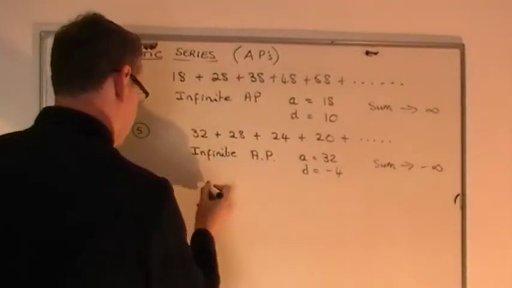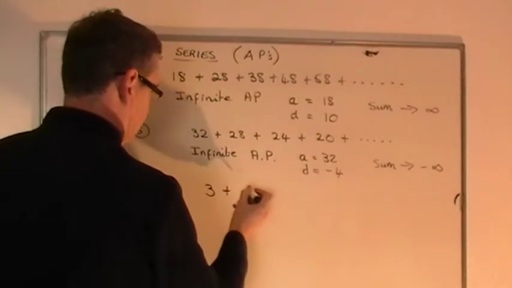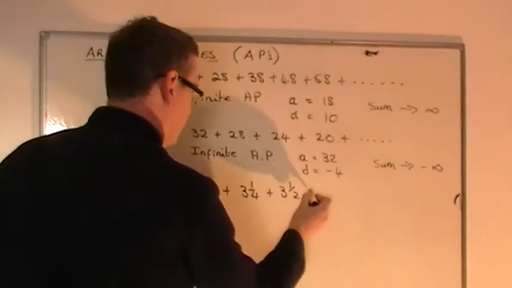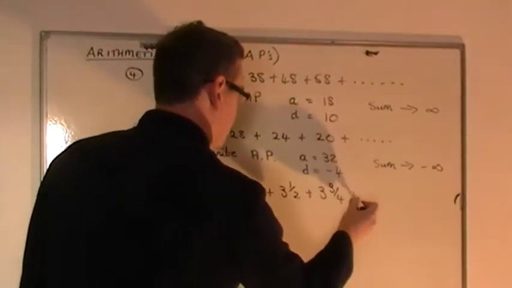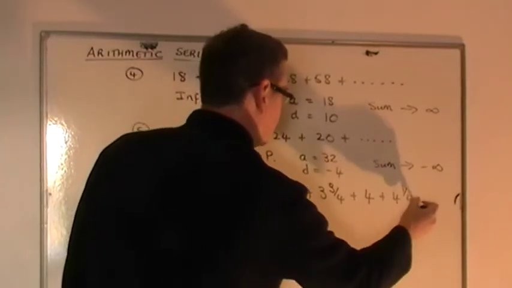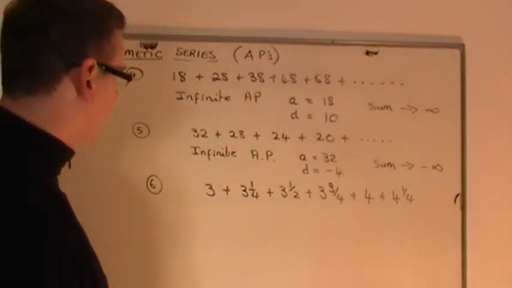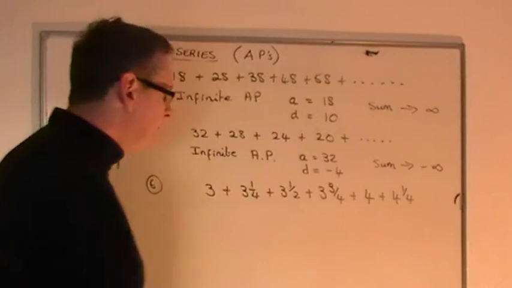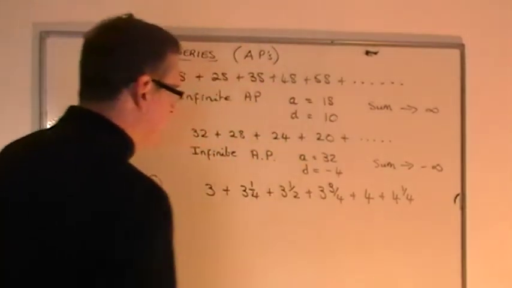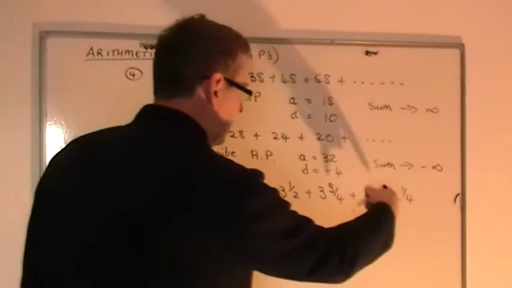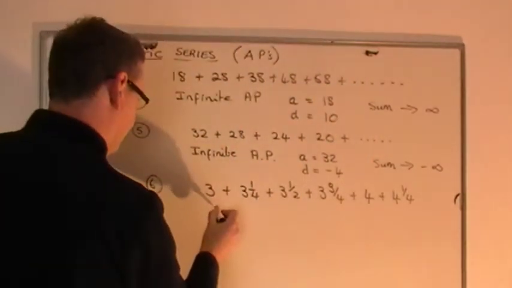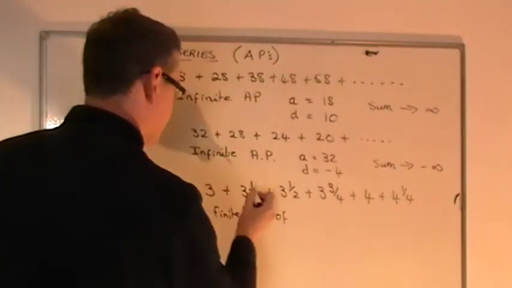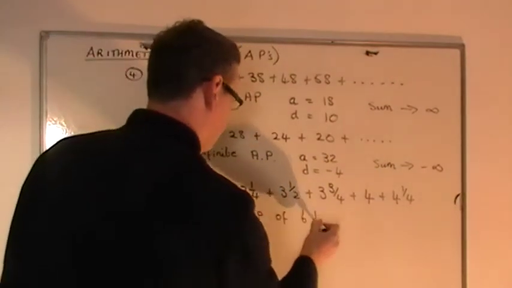You might have something like this. This is 3 plus 3 1/4 plus 3 1/2 plus 3 3/4 plus 4 plus 4 1/4. Okay, looking at that, I can see that that is an arithmetic series. It's a sequence of numbers, and they are being added together, and they are rising each time by 1/4. So I have got a finite arithmetic series, or AP, of 1, 2, 3, 4, 5, 6 terms this time. It's finite.